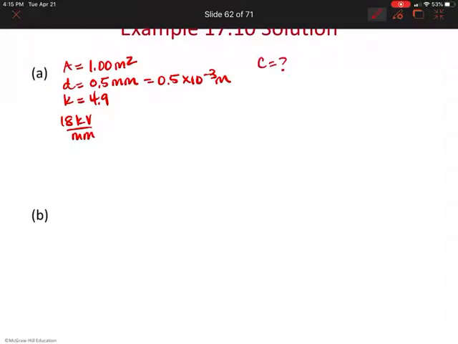So first, part A wants us to find the capacitance. The equation that we were given for capacitance that involved area and distance looked similar to the capacitance equation that we've had before. The only thing that it adds is this dielectric constant symbol.